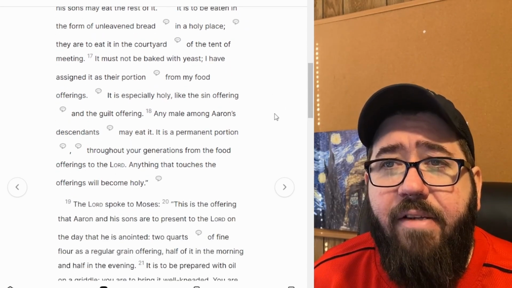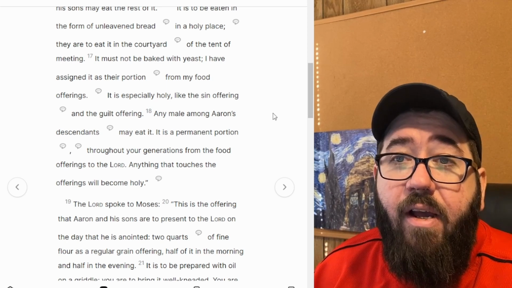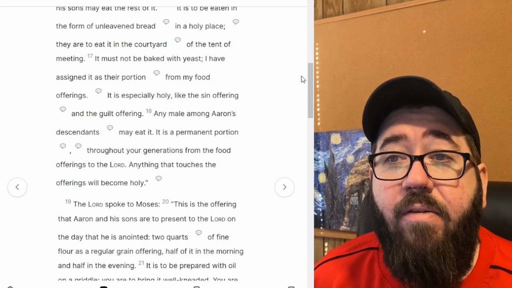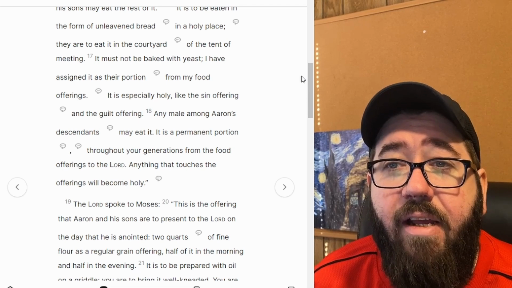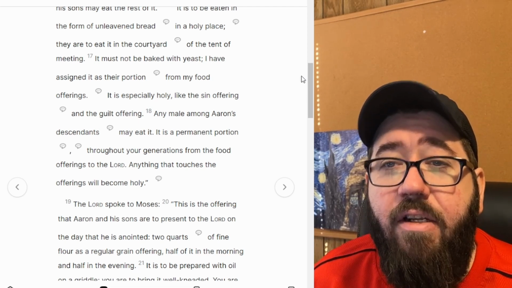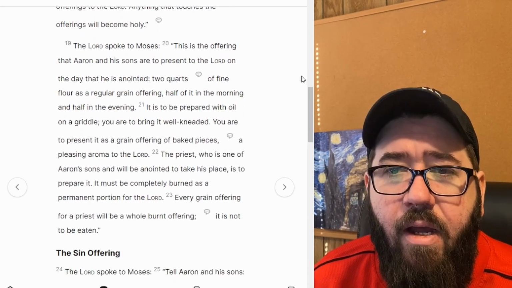It must not be baked with yeast. I have assigned it as their portion from my food offering. It is especially holy, like the sin offering and the guilt offering. Any male among Aaron's descendants may eat it. It is a permanent portion throughout your generations. From the food offerings to the Lord, anything that touches the offerings will become holy.